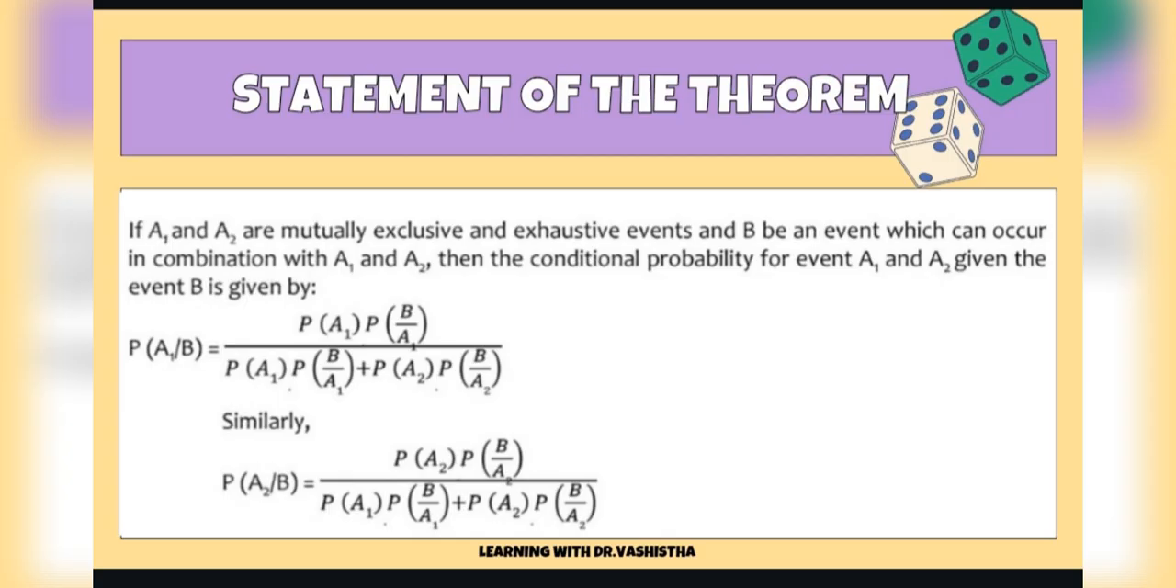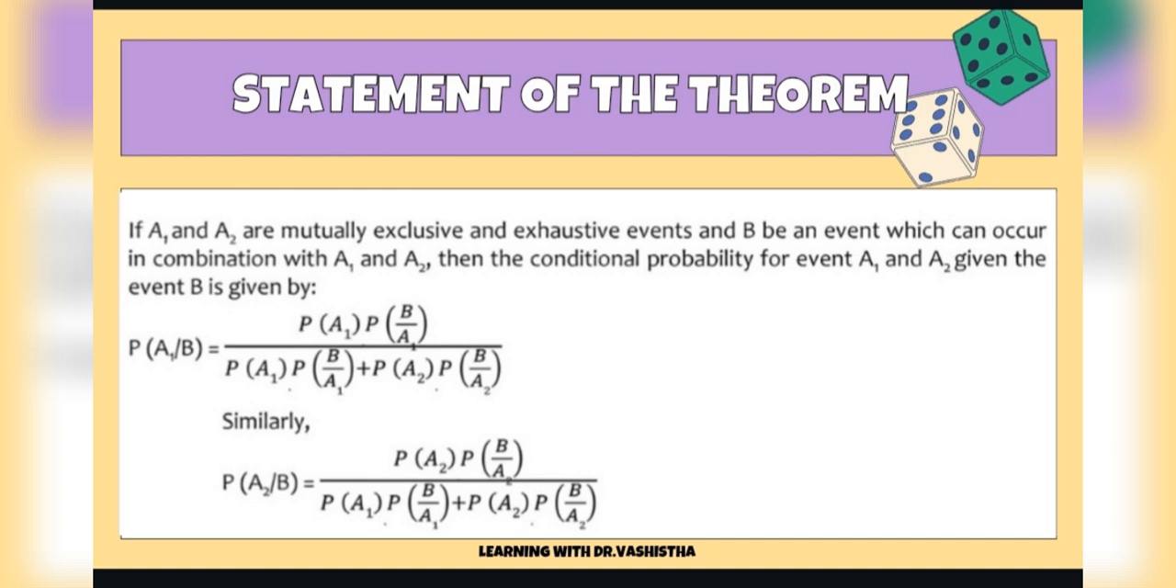Now what is the statement of this theorem? The theorem states that if A1 and A2 are mutually exclusive and exhaustive events, meaning if one is happening, the other cannot happen simultaneously, and capital B is an event which can occur in combination with A1 and A2, then the conditional probability for event A1 and event A2, given that event B is given, is as follows.